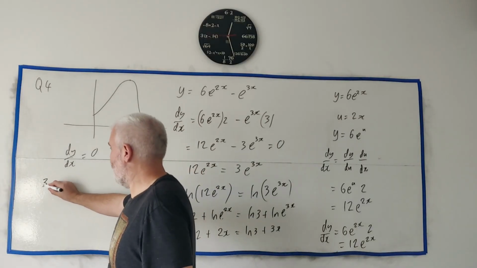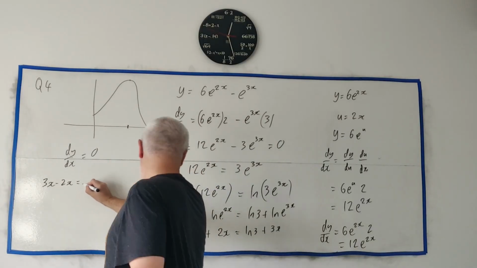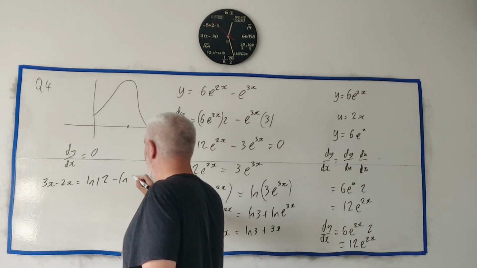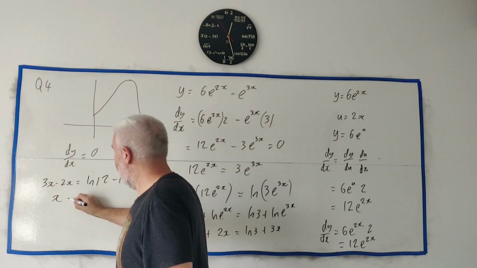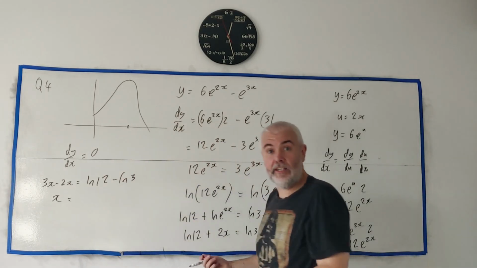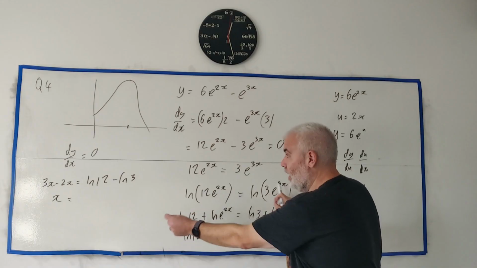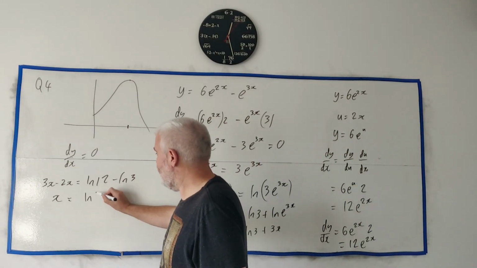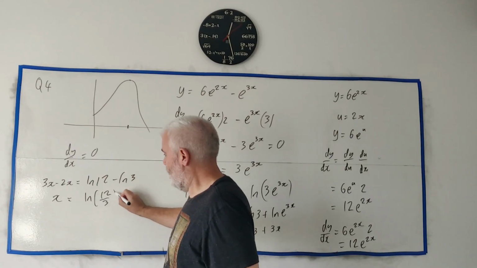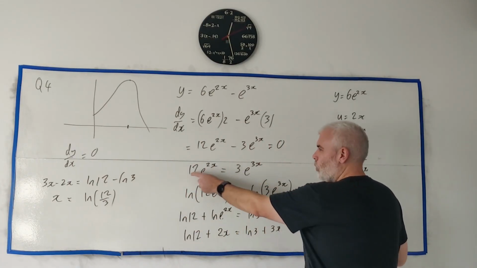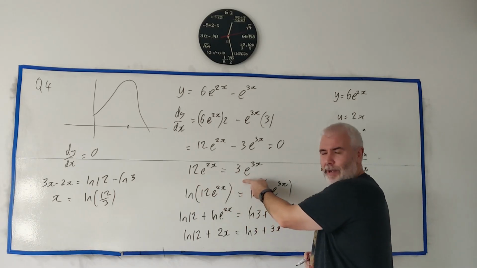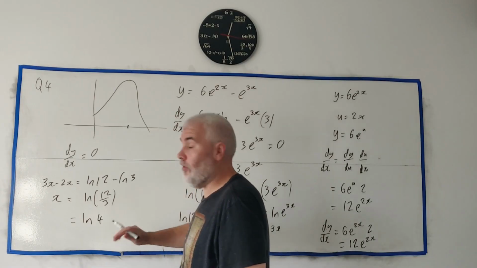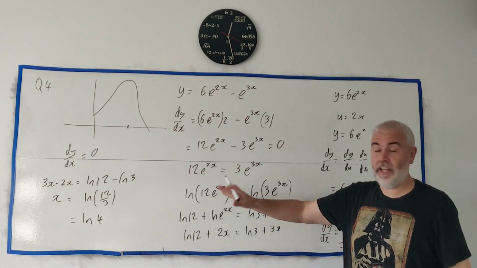All the x's on one side, all the natural logs on the other. We get 3x minus 2x is equal to natural log of 12 minus natural log of 3. That'd be x is equal to natural log, the same rule that broke these apart can put them back together. Take away is just like divide. This is the natural log of 12 divided by 3. You could have also just done 12 divided by 3 all the way back here as well to get a 4, to get your final answer, natural log of 4. That's your answer for part A.